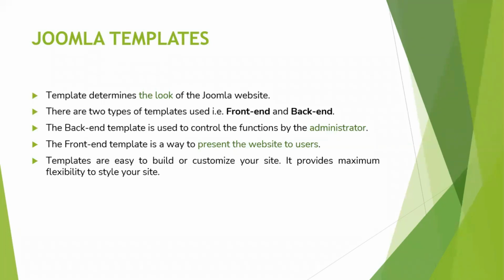There are two types of templates used: front end and back end. The backend template is used to control functions by the administrator, so the administrator can add items to the backend, and the front end is the way of presenting the website to users. The way you see the website is the front end, but the administrator adds items from the backend. Templates are used to build and customize your website. They provide maximum flexibility to style your website.